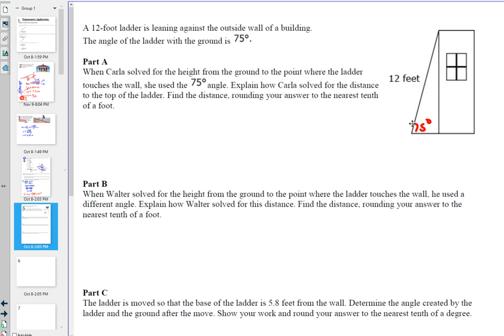Find the distance, rounding. So we know the ladder is 12 feet long. What Carla wants to know is this. So why don't you guys find that, and let's make sure. And they do want it in feet, so the nearest tenth of a foot, 1 decimal. Somebody find it for me first, and then we'll talk about how we found it. Let's do part A. That's all I want. Part A.